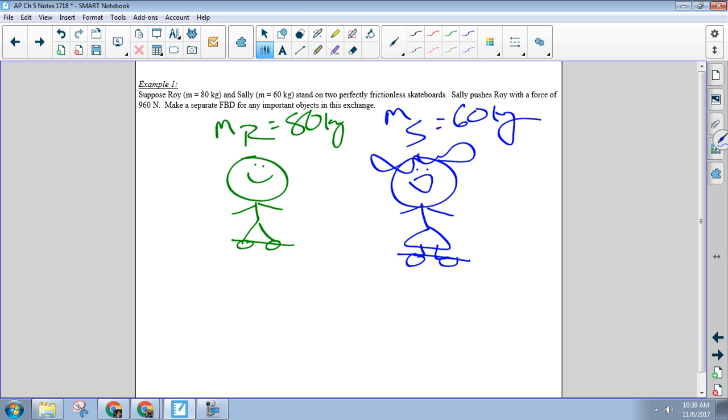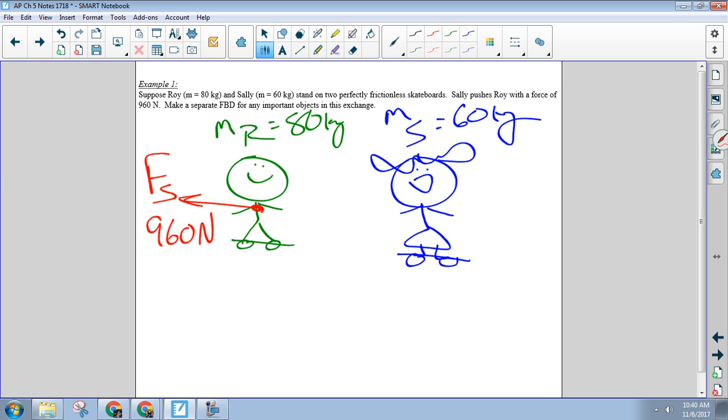Sally pushes Roy. To draw that, I'm going to draw an arrow coming out of Roy because he's the object being pushed. I'm going to put the arrow in the direction he's being pushed, and then label it according to what is doing the pushing or pulling. In this case, that's the force of Sally, right? Does this all ring a bell? All right, so that's 960 newtons.